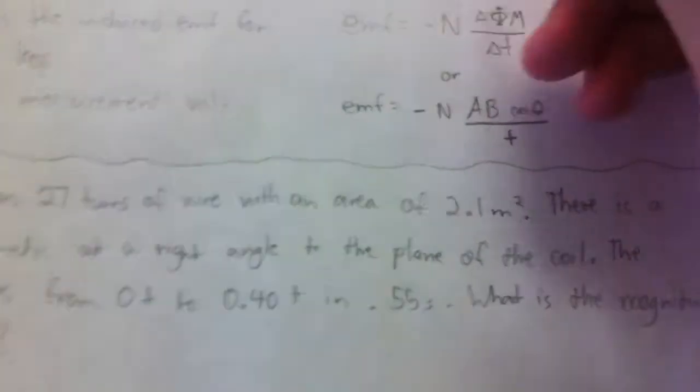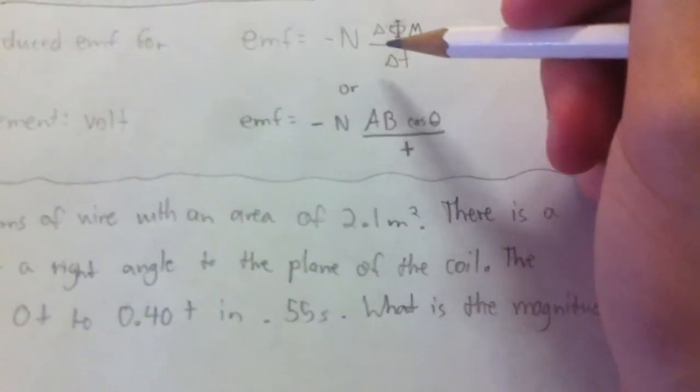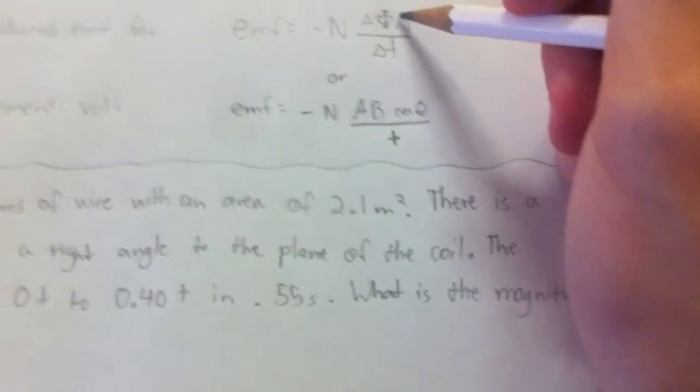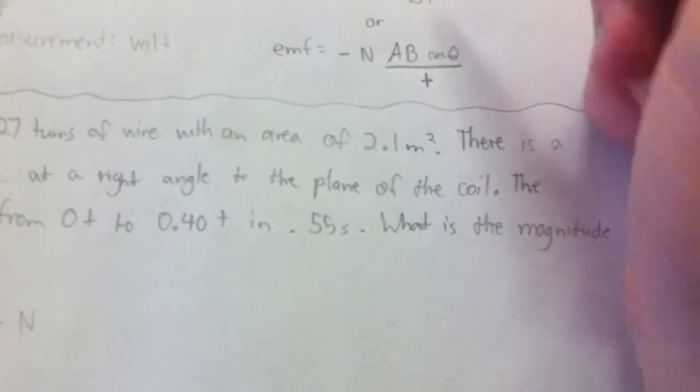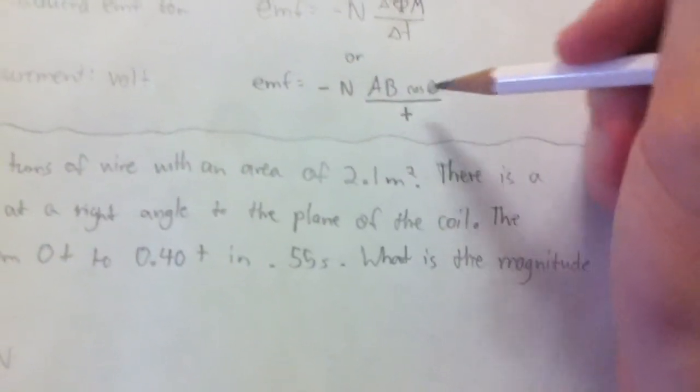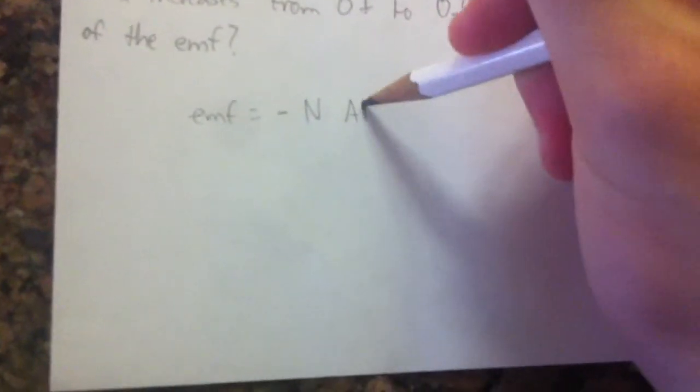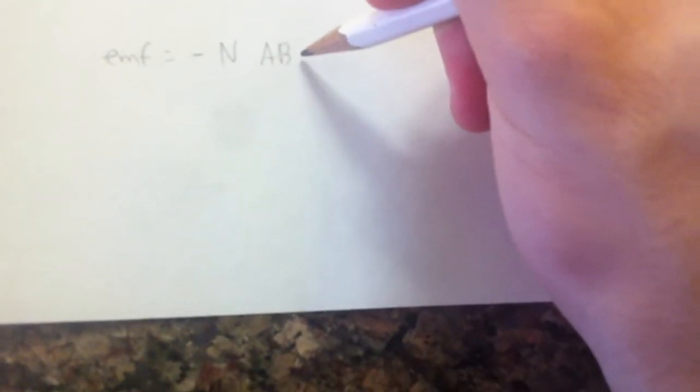So we'll start by putting our equation down here. Also, I forgot to mention, this equation has negative turns times the change in magnetic flux over the change in time. The change in magnetic flux can also be written as AB cosine theta. So that's how we are going to notate this here really quick. A is area, and B is the magnetic field strength.